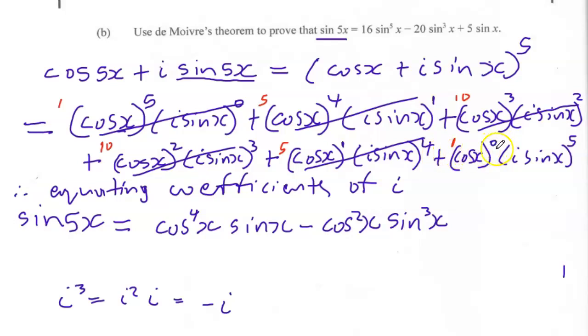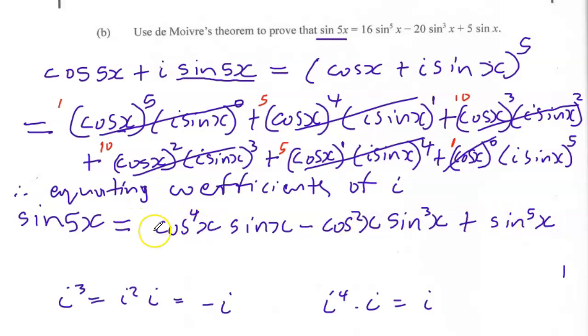Next term is cos x to the power 0, i to the power 5. Now i to the power 5 is i to the power 4 times i, which is 1 times i, which is actually i. So this term will be a term in i. Of course, cos x to the power 0 is 1. So we'll just have sine to the power 5x.